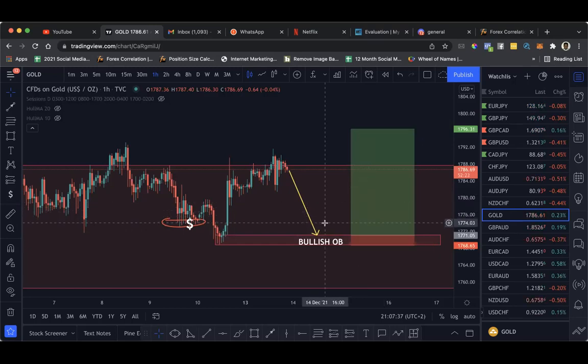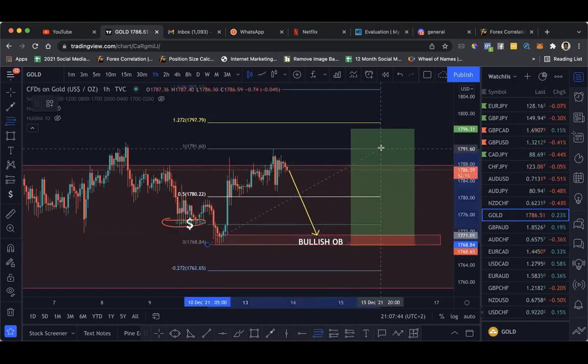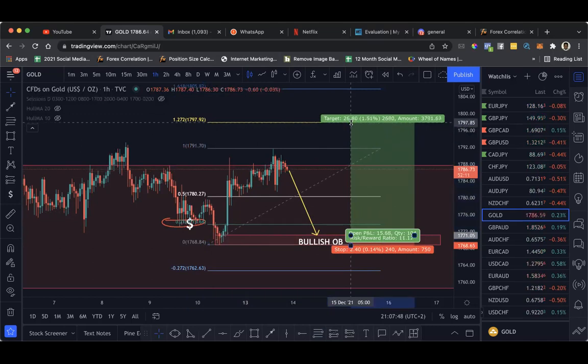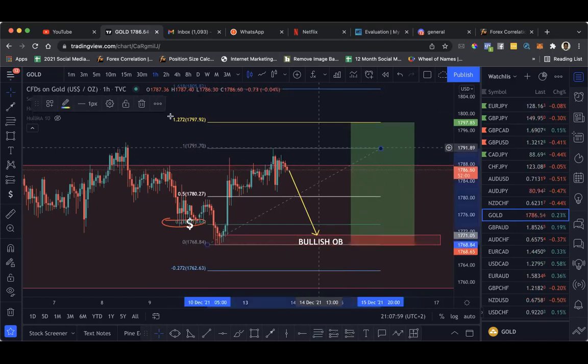Okay, so gold has, let's see, a potential take profit zone. This place, a potential of 1 to 11 on the short term for this trade right here.